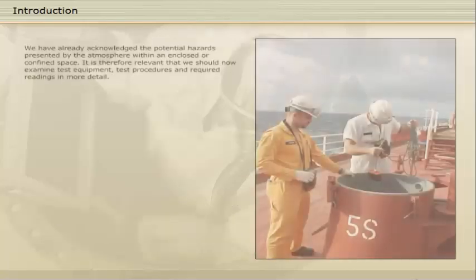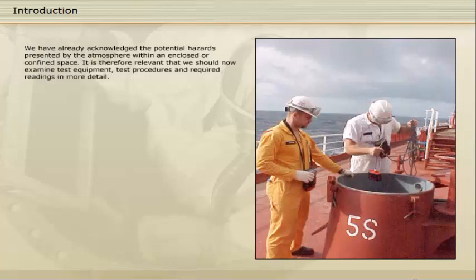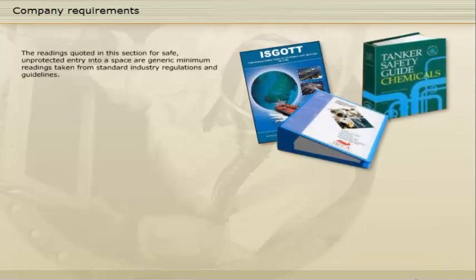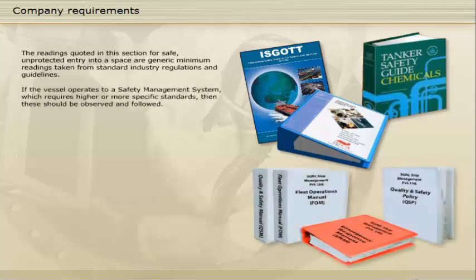We have already acknowledged the potential hazards presented by the atmosphere within an enclosed or confined space. It is therefore relevant that we should now examine test equipment, test procedures, and required readings in more detail. The readings quoted in this section for safe, unprotected entry into a space are generic minimum readings taken from standard industry regulations and guidelines. If the vessel operates to a safety management system which requires higher or more specific standards, then these should be observed and followed.